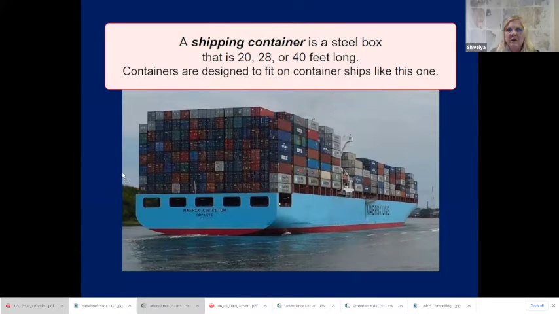In order for them to be transported from different parts of the world across the ocean, they've got to load them up. So now we've got these huge container ships that are traveling from country to country throughout the world, and they can obviously carry quite a few of those containers on them.